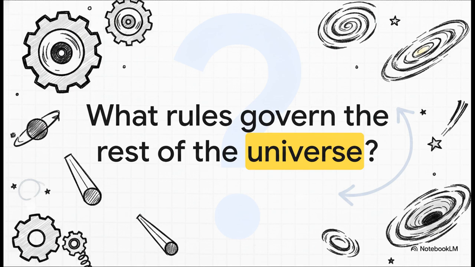So when you boil it all down, classical mechanics is this beautiful, powerful operating system for our visible world. It lets us describe the dance of motion with just incredible precision. But it also leaves us with a pretty mind-bending question, doesn't it? If these are the rules for our world, the one we see every day, what are the rules that govern the rest of it all?